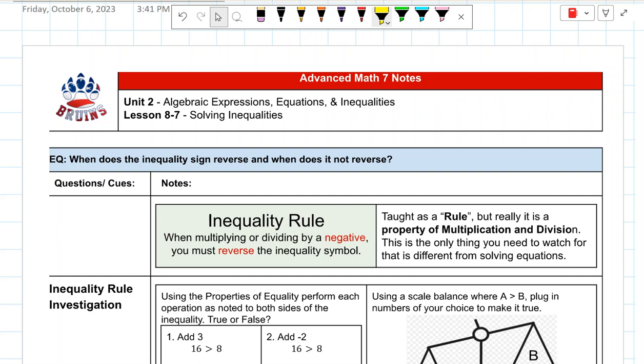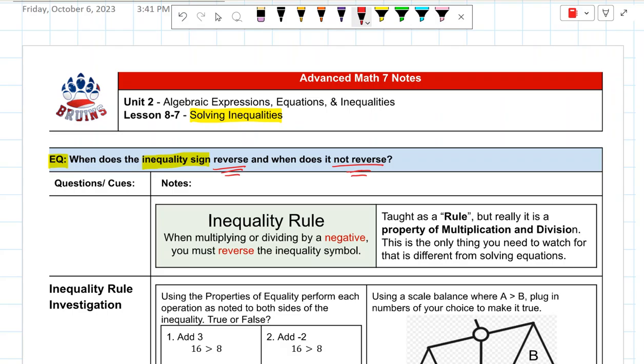Lesson 8-7, we are looking into solving inequalities. Our last lesson, we talked about inequalities and what they were. The essential question today is, when does the inequality sign reverse? And when does it not reverse? Now, this could be very tricky for some students if they're not paying attention to the notes.